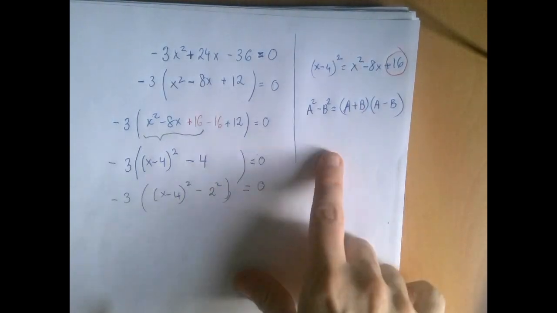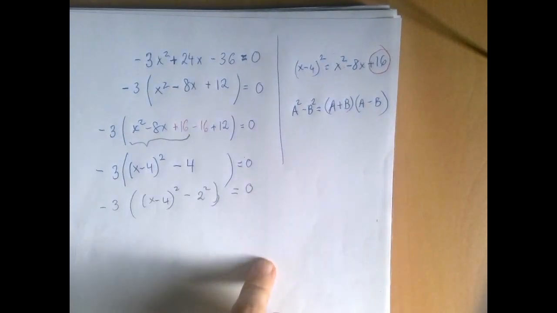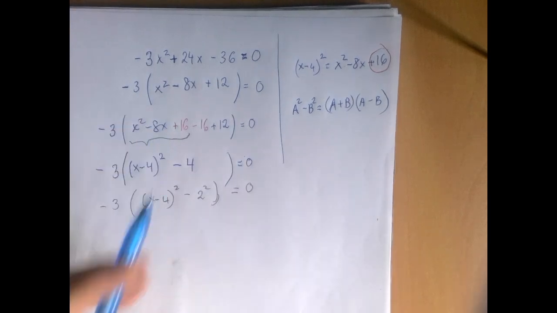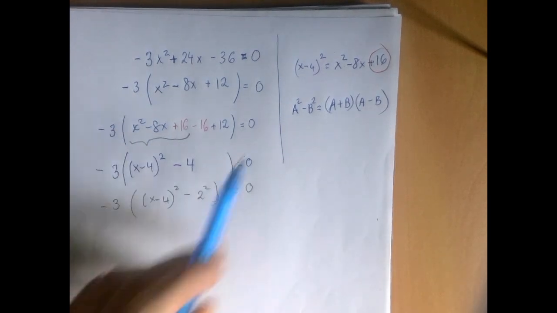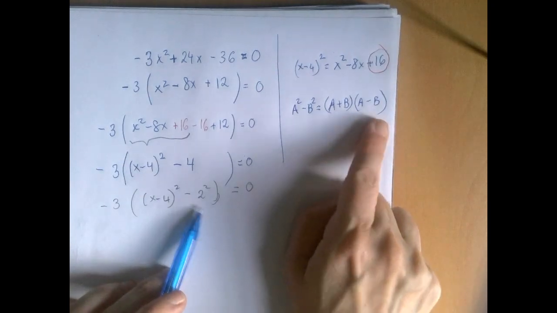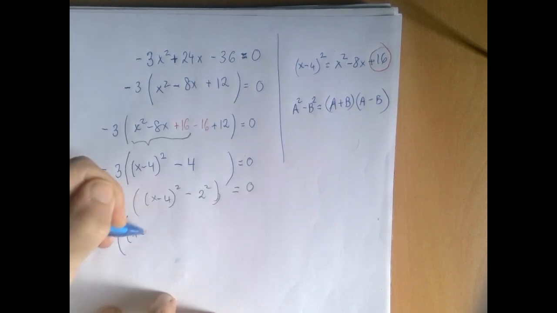The difference of squares theorem states that a square minus another square can always be factored into: grab the things you squared, add and subtract for the conjugates, and multiply those two. So if a is x minus 4 and b is 2, we have x minus 4 plus 2, x minus 4 minus 2. We factor this via the difference of squares theorem.